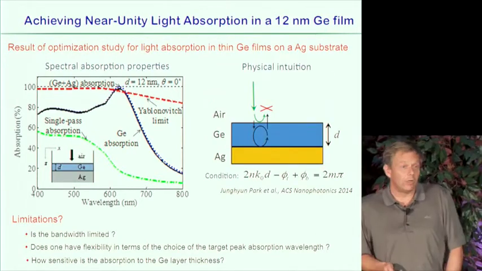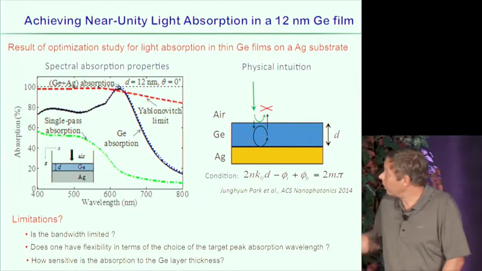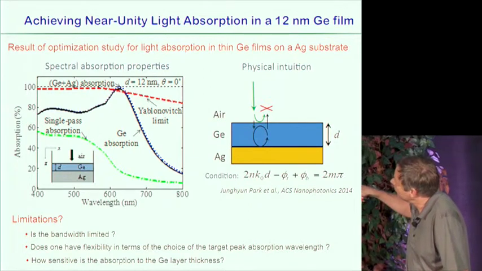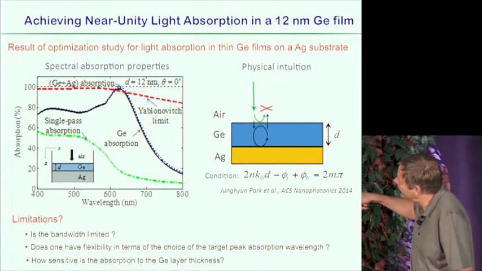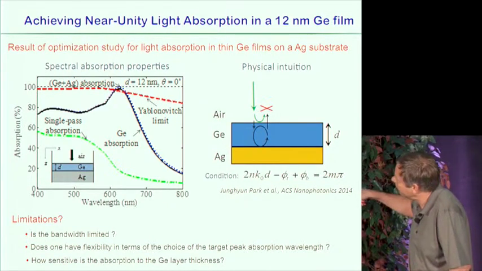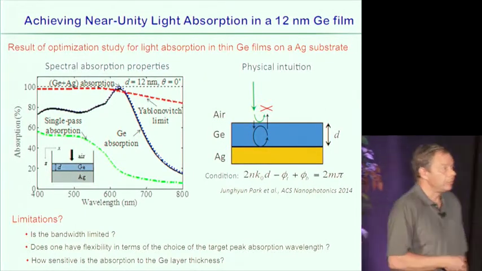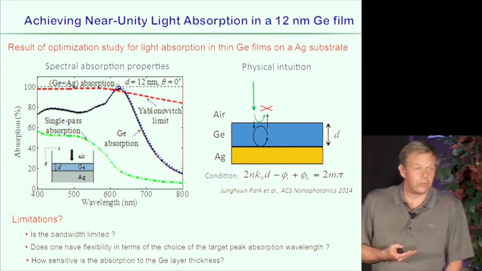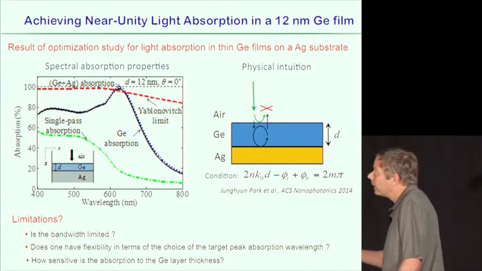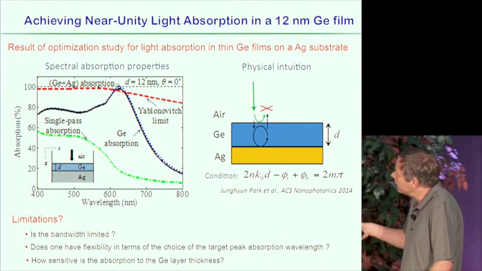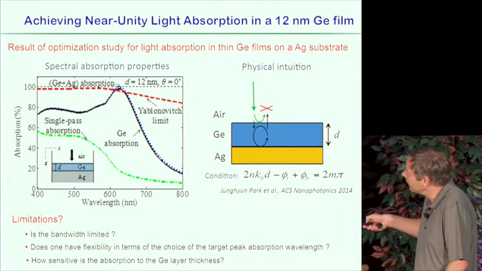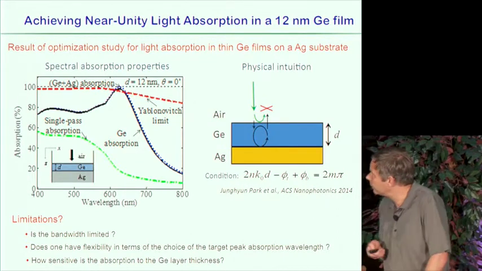So there's a simple origin for this. Germanium is such a strong absorbing material that if you look at the light coming into a germanium film that sits on a silver back reflector, light can take two paths. It can reflect directly off of the germanium, or go in, circulate a little bit between these interfaces, and come back out. And if these two pathways are equal in amplitude and opposite in phase, they will destructively interfere, and the light has nowhere else to go than be absorbed in this germanium layer. So there's a well-defined resonance condition for this.